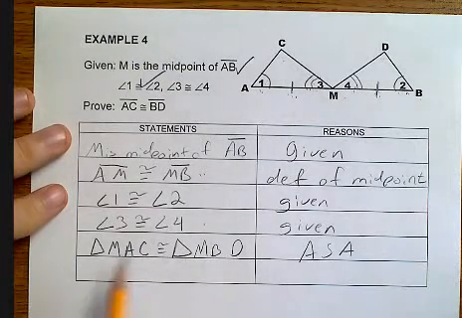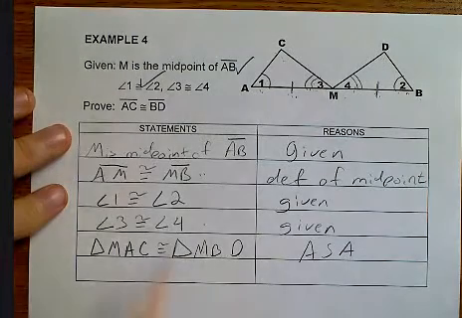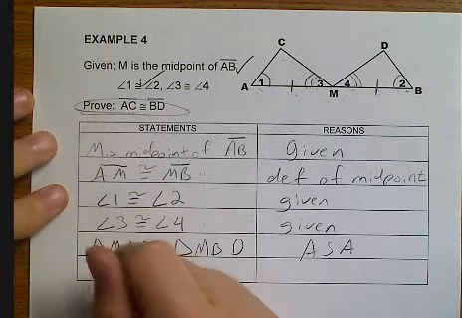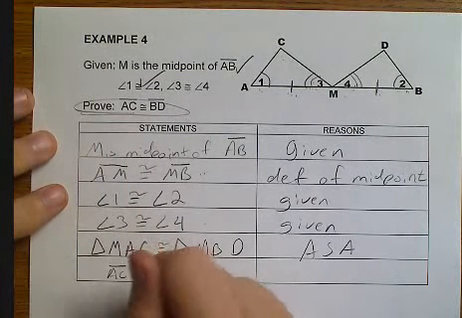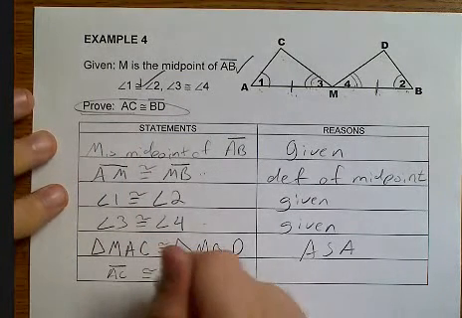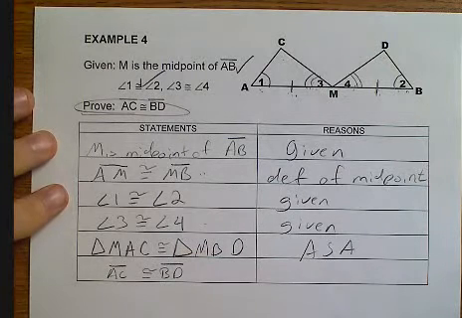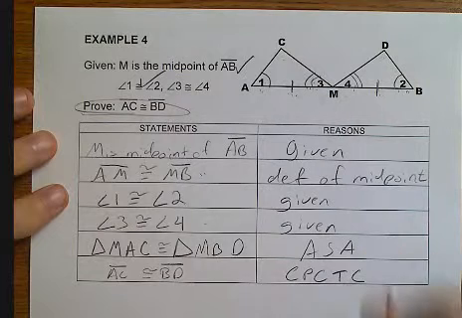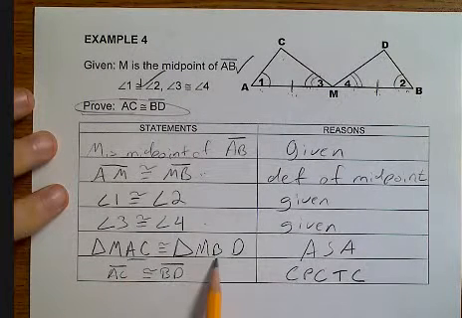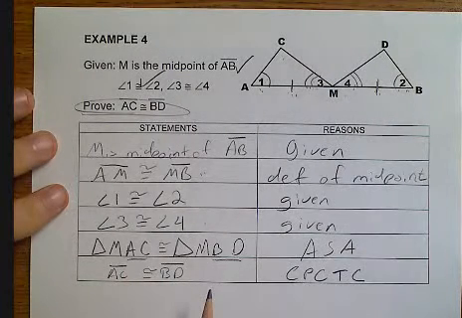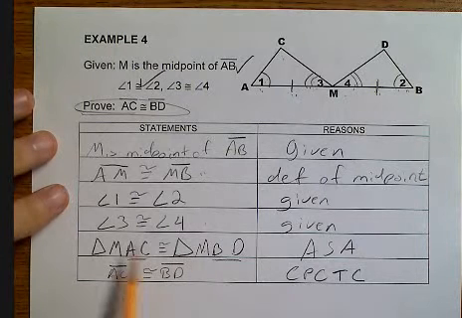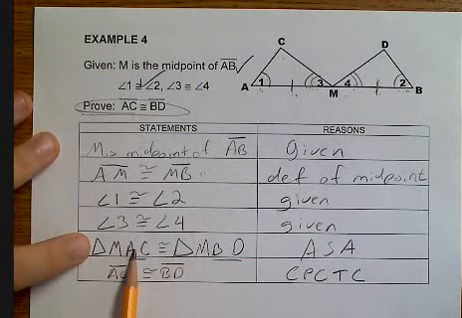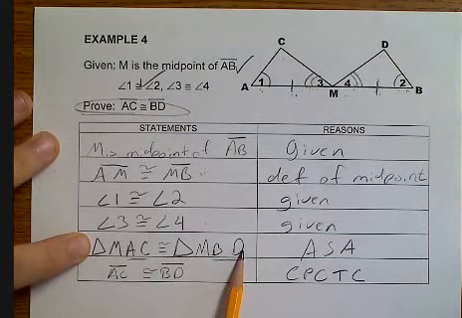Now that my triangles are labeled as congruent, I can write my proof statement. AC congruent to BD, and why? Congruent parts of congruent triangles are congruent. AC, BD. Again, the order of the first triangle doesn't really matter. What matters is the second one matches the first one.